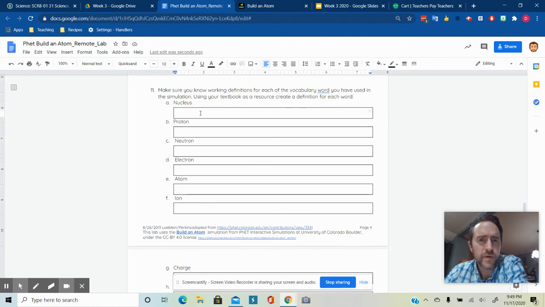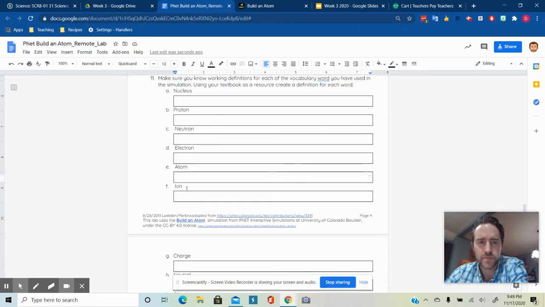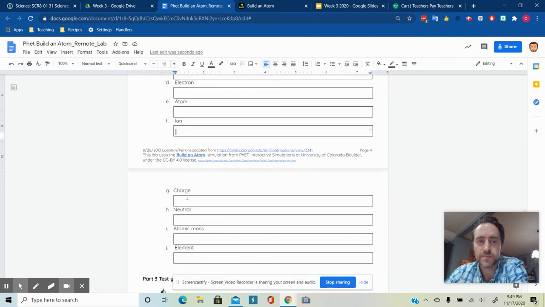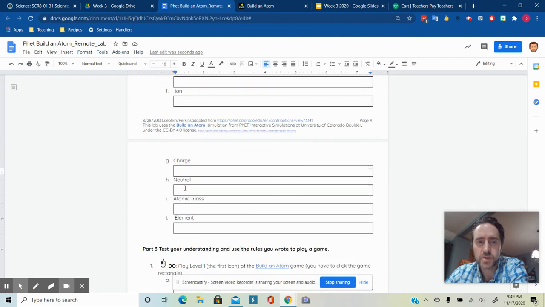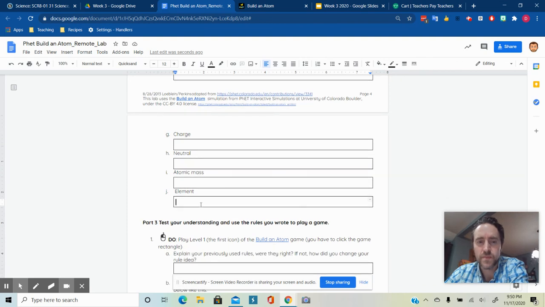And then all you've got to do is go through and make sure you know what each of these vocabulary words mean. So what's a nucleus? What's a proton? What's a neutron? What's an electron? Important, what are their charges? What is an atom? And what is an ion? Charge, neutral, atomic mass, and element. Okay, so that's your mission for today.